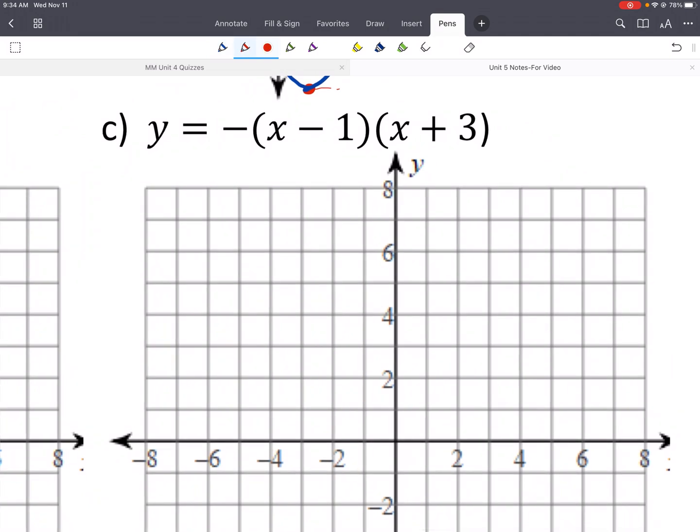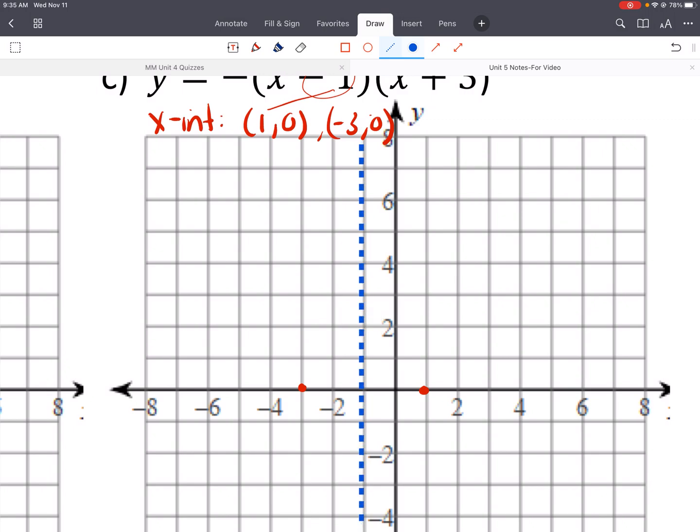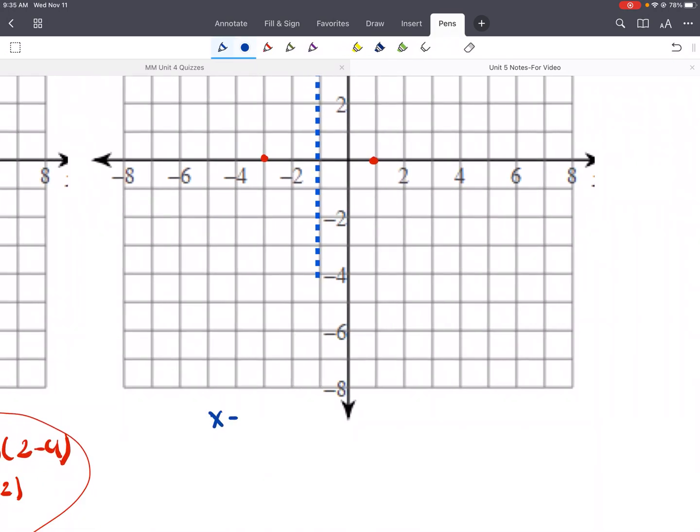Again, we want to find our x-intercepts. So again, it's opposite of what you'd think. When we take it out, it'll give us a positive 1 and a negative 3. Okay, so we would plot those. Axis of symmetry is halfway between. So axis of symmetry, I'll do it over here. x is equal to negative 1, so that's the axis of symmetry.